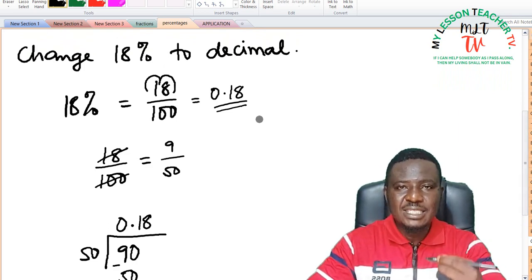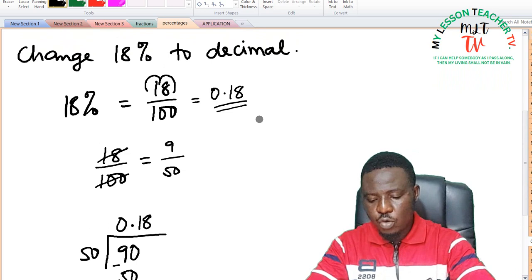So you discover that it is easier for you to move the decimal point than for you to use the long division method.